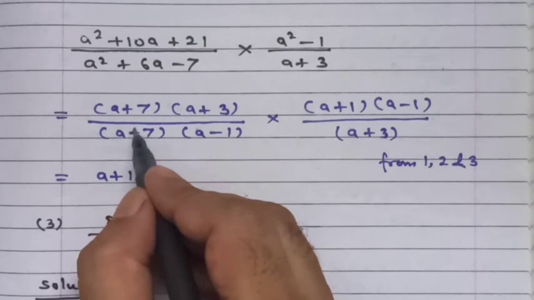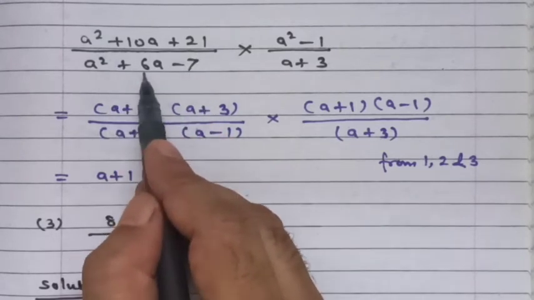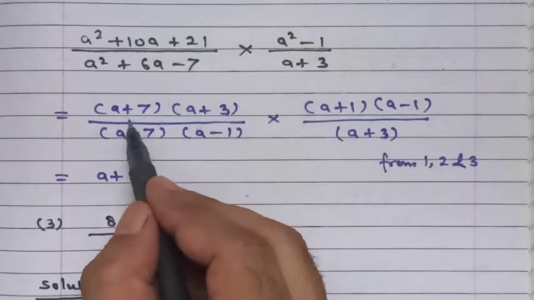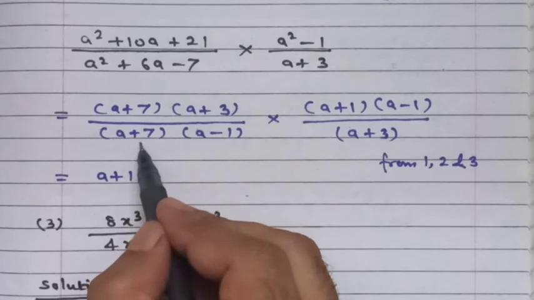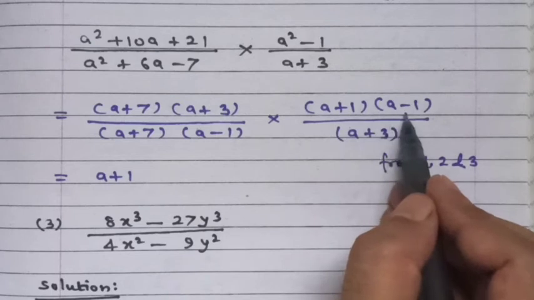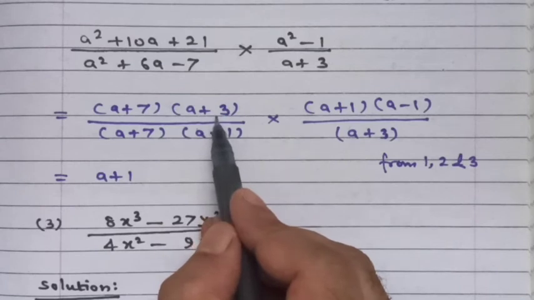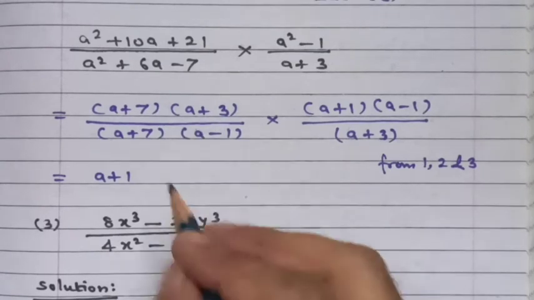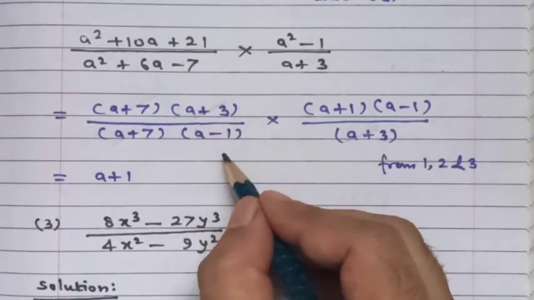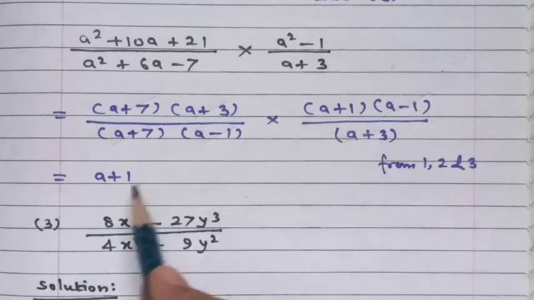Now from 1, 2 and 3 put the values. So (a square plus 10a plus 21) upon (a square plus 6a minus 7), into (a square minus 1) upon (a plus 3), can be written as (a plus 7)(a plus 3) upon (a plus 7)(a minus 1), into (a plus 1)(a minus 1) upon (a plus 3). I have just substituted the values and then I'll try to cancel. Now a plus 7 gets cancelled with a plus 7, a plus 3 gets cancelled with a plus 3, and a minus 1 gets cancelled with a minus 1. What remains is a plus 1. So your answer is a plus 1.